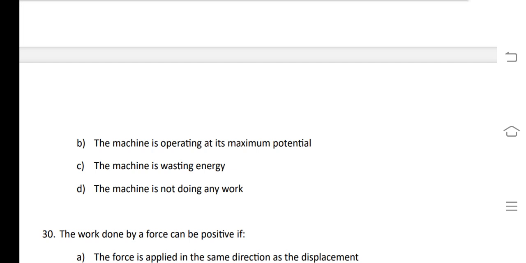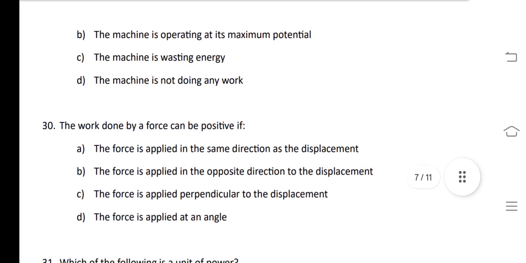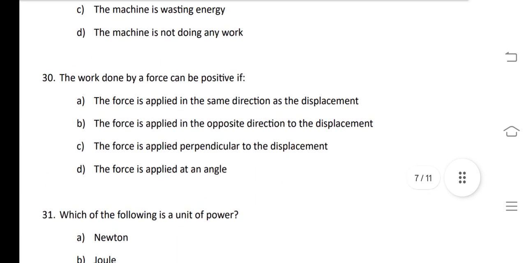There are some losses like heat loss, sound loss, and there is some production of sound which also uses energy. So output can never be 100%. In the next question, work done by a force can be positive if force is applied in the same direction as that of displacement. Option number A is the correct answer.